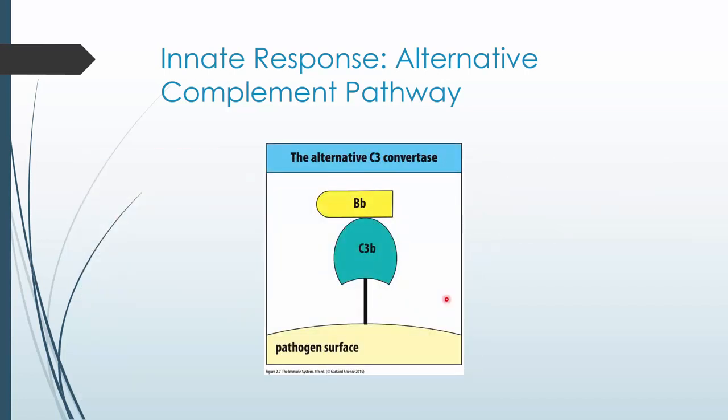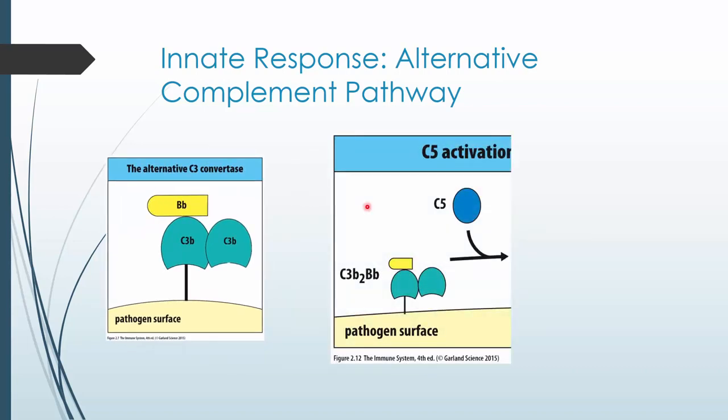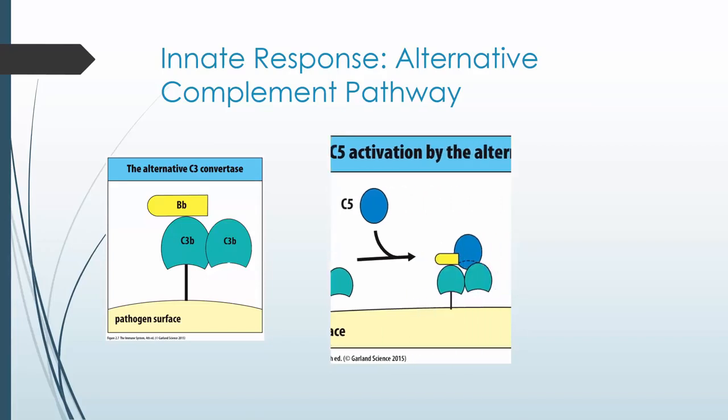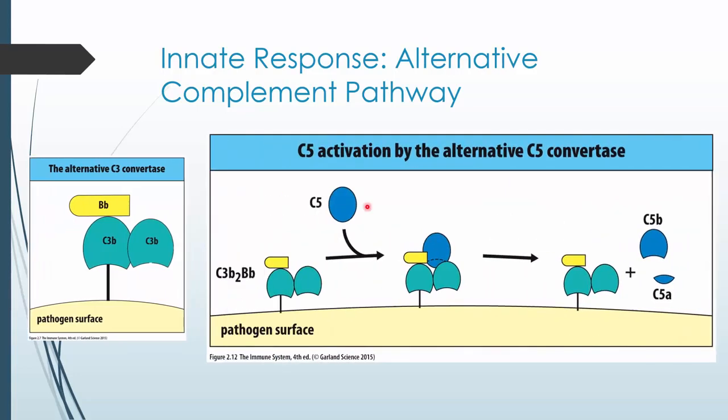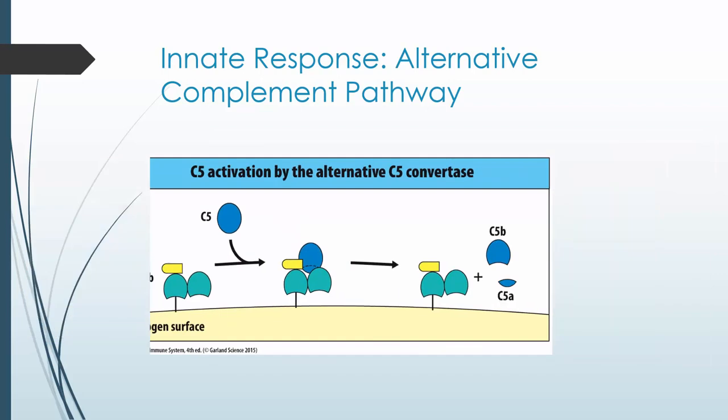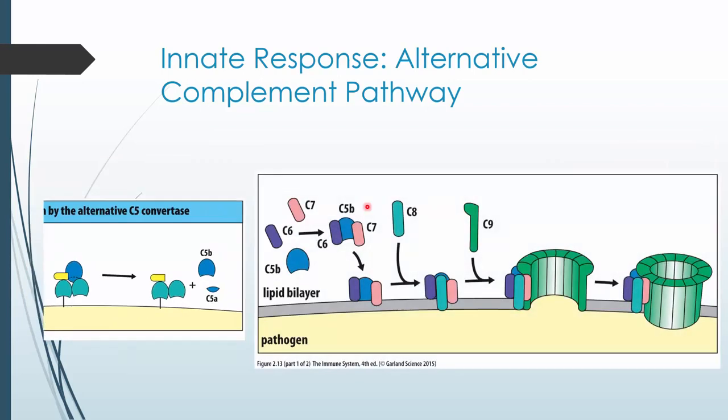The C3 convertase, which is this C3bBb protein, can actually attach to a second C3b molecule, and when this happens, it becomes a C5 convertase, and C5 convertase activates C5. C5 gets activated by the C5 convertase, and it gets cleaved into C5a and C5b. The important part is C5b will then move forward and interact with C6, C7, C8, and C9 to form what is called the membrane attack complex.